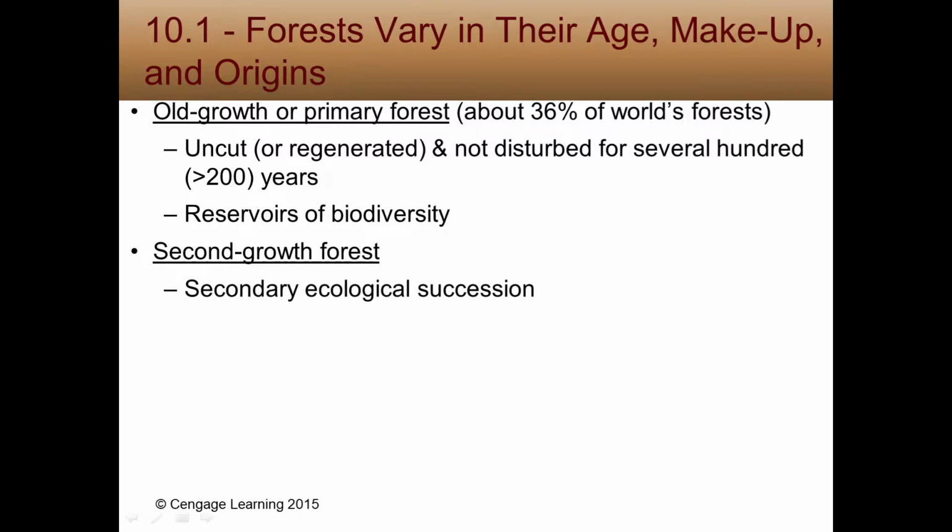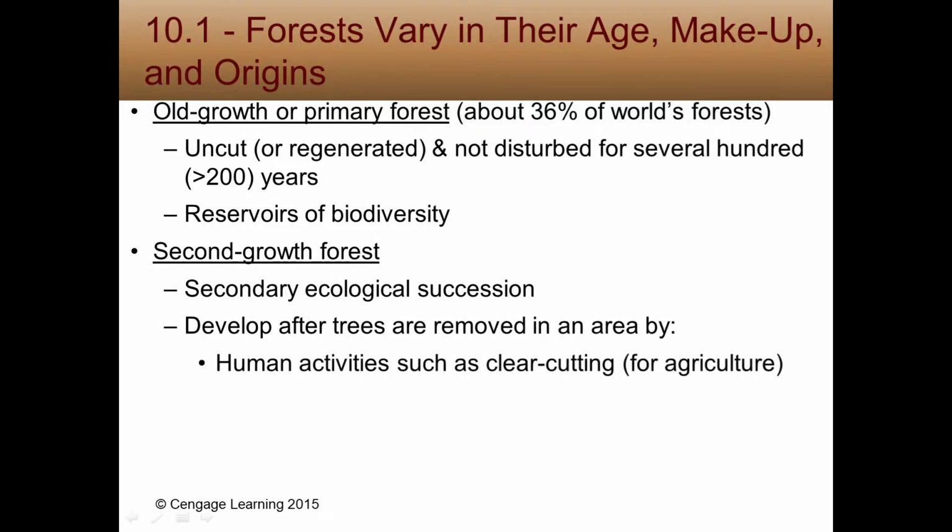The second growth forests then, if you remember back to last unit, are undergoing secondary succession. That's where the soil was left. Those R-selected species move in, and then the K-selected species take over in the climax community. So it can be after trees have been removed, maybe for agriculture by clear cutting, which we'll learn about in a minute. It could be after a fire, it could be after a flood. So again, the soil is still left and they are regenerating.